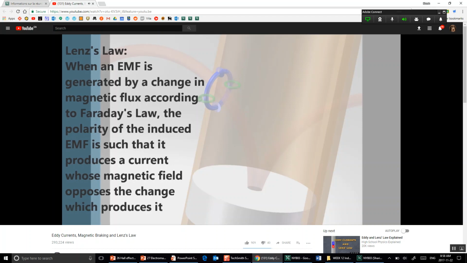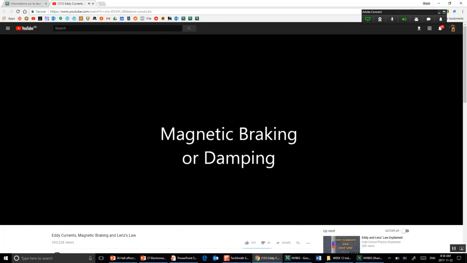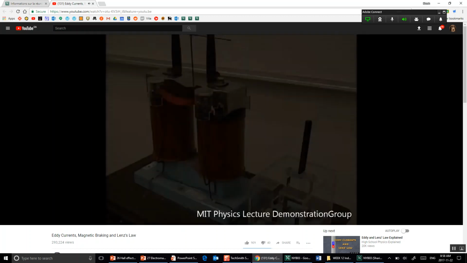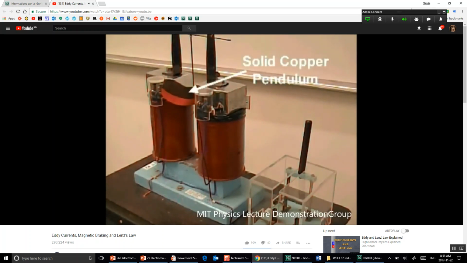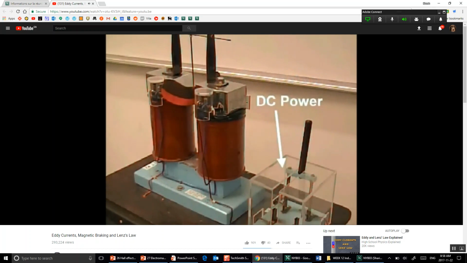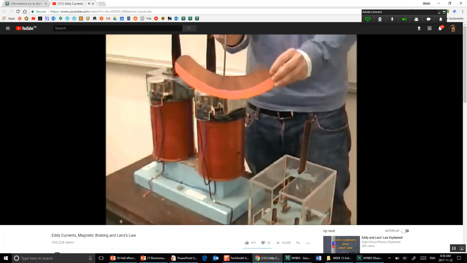Essentially, this means that the magnetic field created by the eddy currents opposes the magnetic field created by the falling magnet. It is the opposition of these two magnetic fields working against each other which slows the fall of the magnet. This video from the MIT Physics Lecture Demonstration Group demonstrates magnetic braking using the copper pendulum.